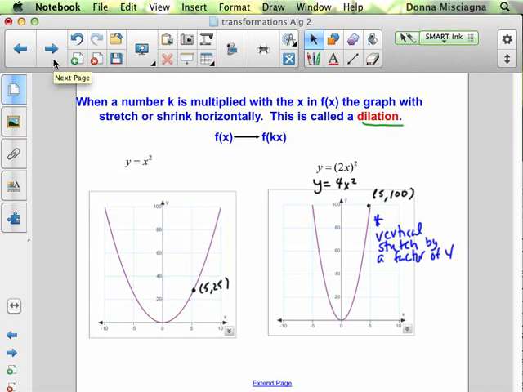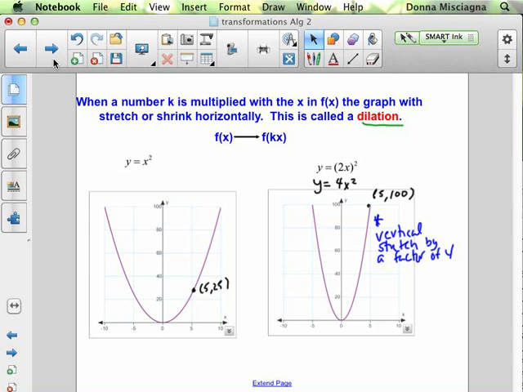When a number k is multiplied with the x in f of x, the graph will stretch or shrink horizontally. This is called a dilation. So on the left is the graph y equals x squared. It's really apparent when you look at that point, because the scale is the same on both graphs. So you can see it in the shape, but you can also really see it in that point.